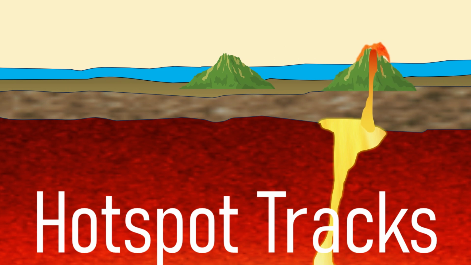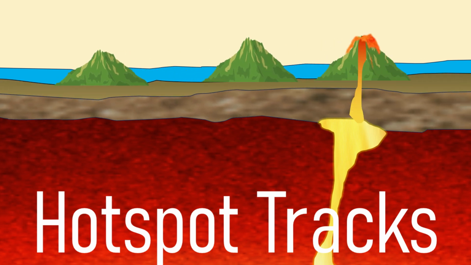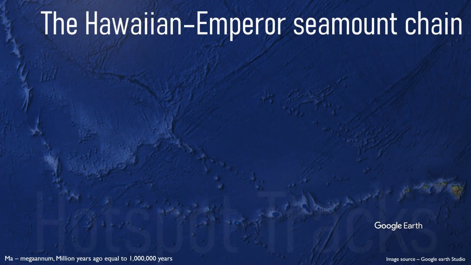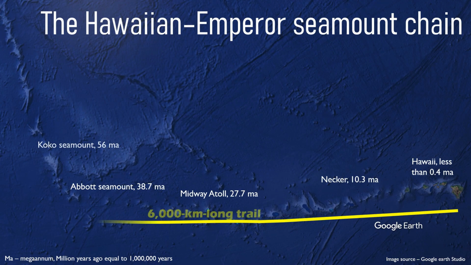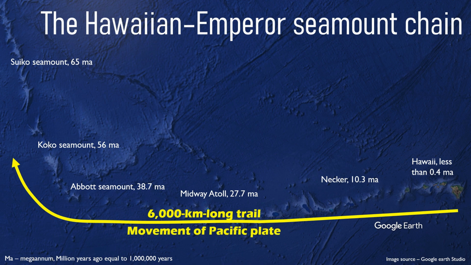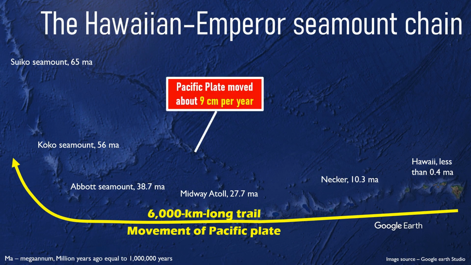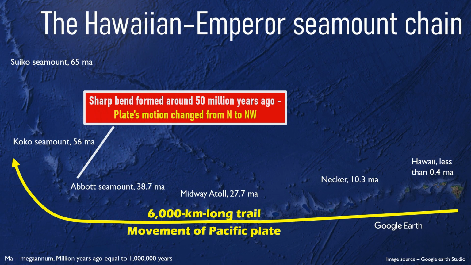Another line of evidence comes from hotspot tracks. A classic example is the Hawaiian-Emperor Seamount chain, a nearly 6,000-kilometer-long breadcrumb trail left behind as the Pacific plate moved over a mantle plume. It shows the Pacific plate moved about 9 centimeters per year. They also record major shifts in direction, such as the sharp bend that formed around 50 million years ago, when the plate's motion changed from northward to northwestward.